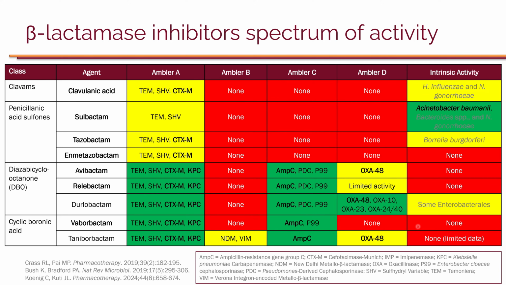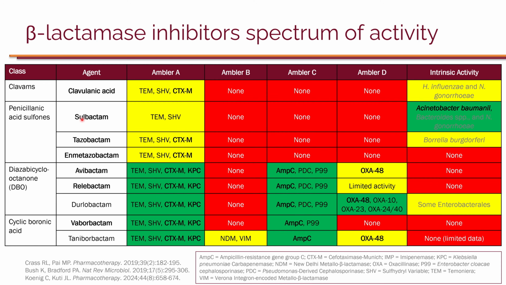And of course, because we have all these beta-lactamases, we have also developed beta-lactamase inhibitors. We have several beta-lactamase inhibitors on the market. Classically, we have clavulanic acid, which is actually a natural product. It can inhibit TEM enzymes, SHV enzymes, and CTX-M. It has no activity against class B, C, or D beta-lactamases.